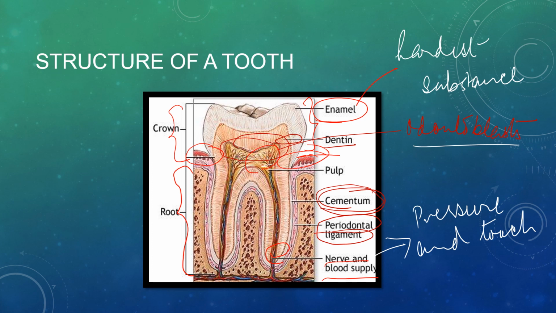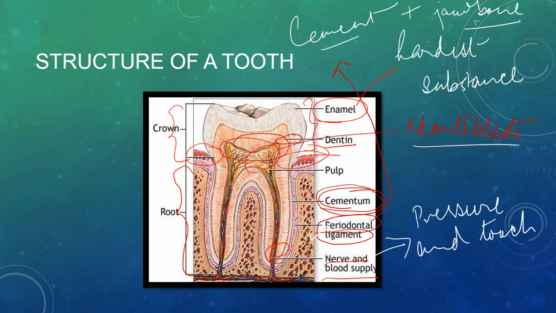So what is the function of these periodontal fibers, which are called periodontal ligaments? They are connecting the cementum at one end and the jawbone at the other. So cementum and jawbone are connected together with the help of these periodontal ligaments.